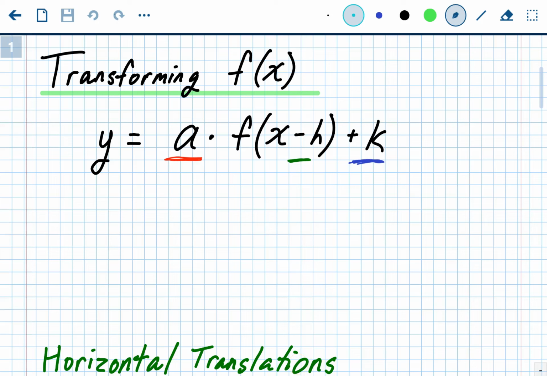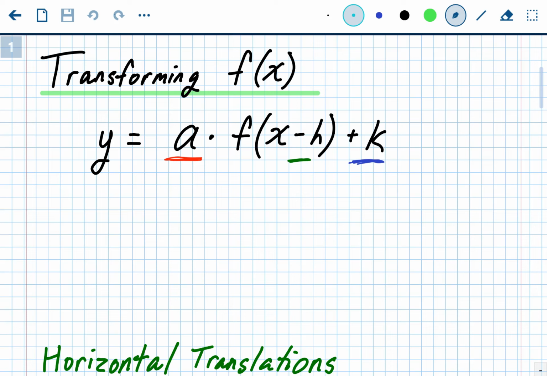Transforming functions. Last time we talked about the three types of transformations that could happen to a function: dilations, translations, and reflections. And we also talked about parent functions. So now we're going to bring it more into a general form. This applies to all of those parent functions, but we're going to leave it in general f of x form for right now.